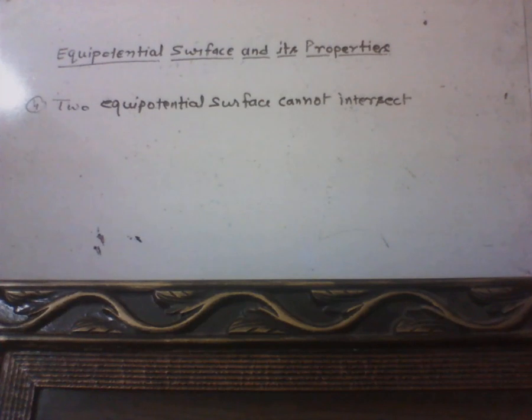And another property of equipotential surfaces is that two equipotential surfaces cannot intersect each other. It is so because if two equipotential surfaces intersect each other, then at the point of intersection there will be two directions of electric field, which is impossible.